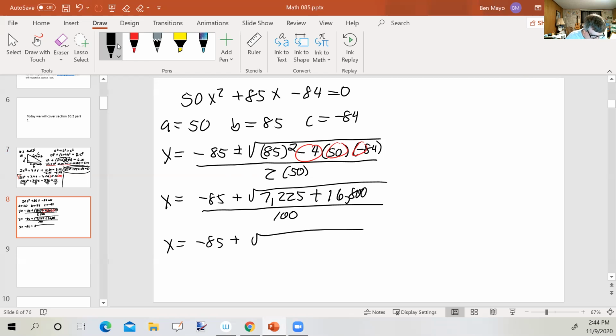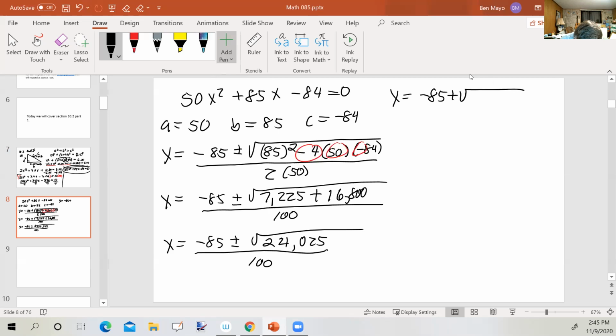So we've got 16,800 plus 7,225, which is 24,025, all over 100. Now, the problem didn't say anything about rounding off, so that tells me I should come up with some nice exact answers. Oh, and look here, I forgot my negatives. Okay. So now, if x is negative 85 plus the square root of 24,025, oh, you know what? Let's find that square root, and then we can take that into the next step.